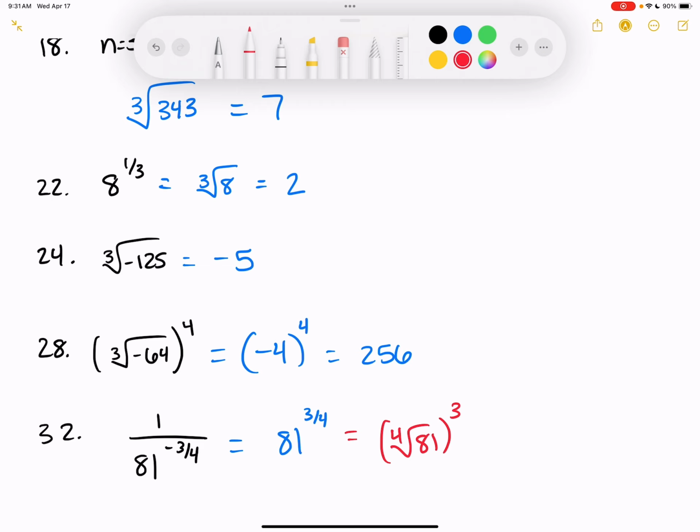And that's, again, the order I would do it in. I wouldn't cube 81 first, because that sounds miserable, especially since this is in a no calculator section. So what is the 4th root of 81? 3. So this will be 3 cubed, which is 27.